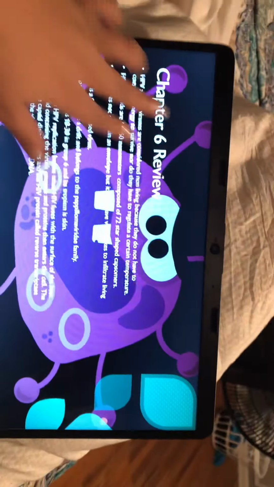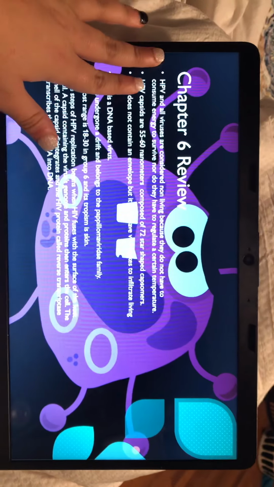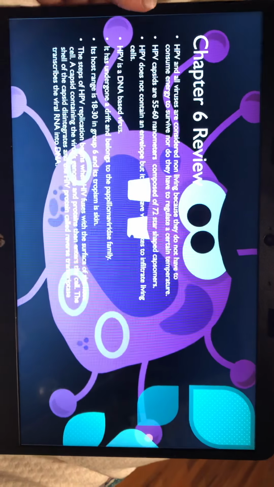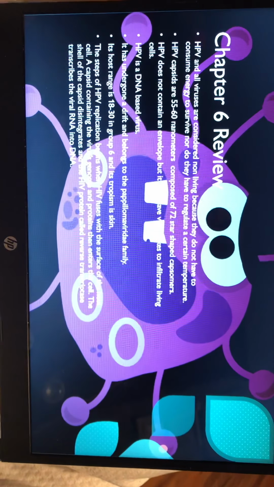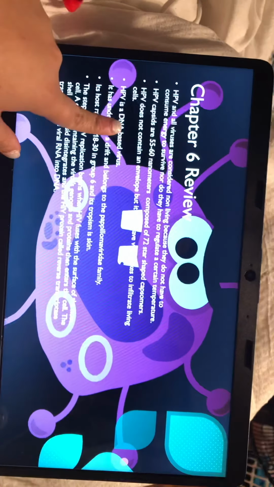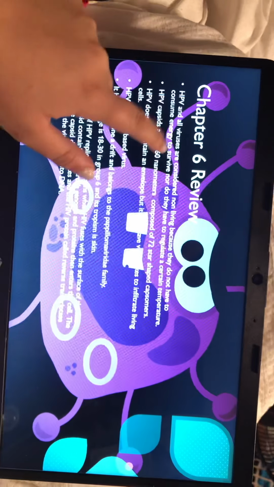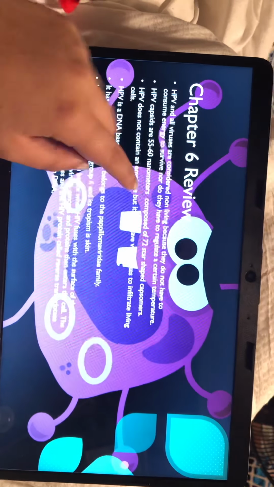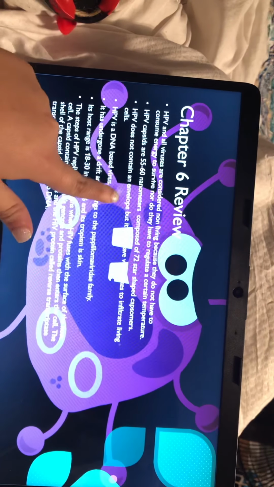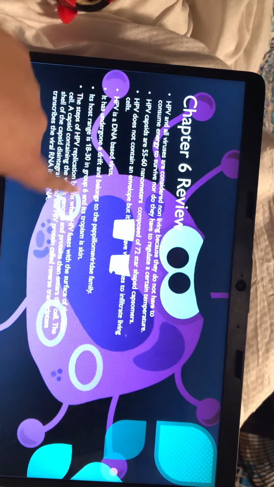And still me. Okay, and then chapter 6 is just a picture in the background, and then it just goes about how they are considered non-living because they don't have to consume energy to survive, nor do they have to regulate a temperature. Then it goes into that it's a DNA-based virus instead of RNA. Its capsids are 55 to 60 nanometers, composed of 72 star-shaped capsomeres, and they do not contain an envelope, but it does have viral spikes to infiltrate living cells.